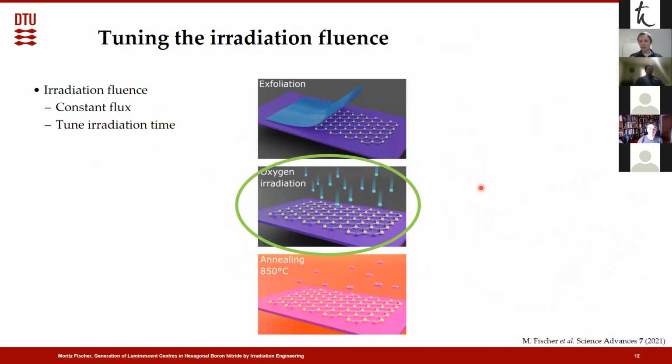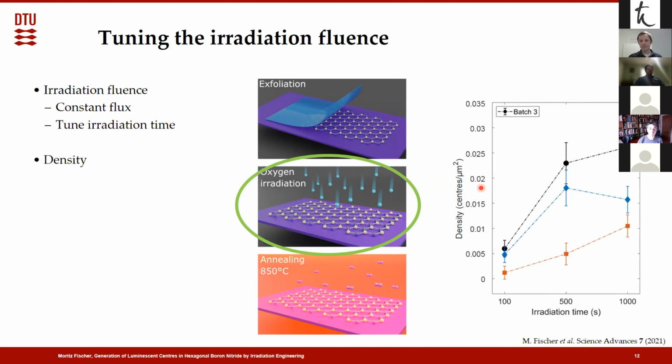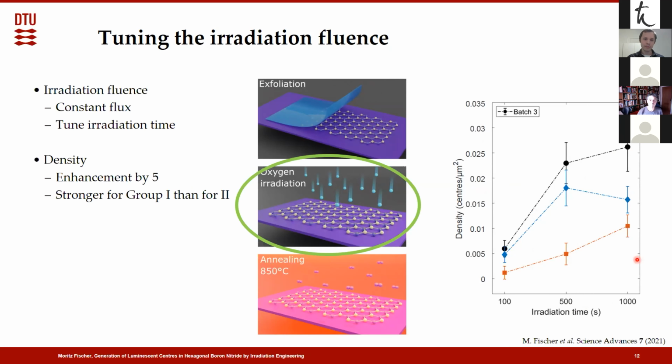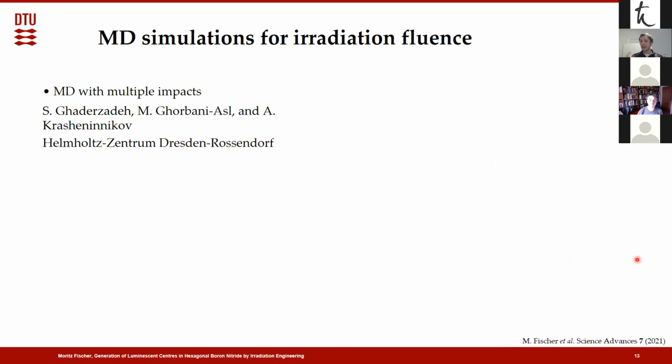And then we thought, okay, what else can we tune? Well, we can also tune the fluence. The irradiation fluence is a quantity defined as the number of oxygen atoms arriving per area. We tune this by changing the irradiation time, but keeping the flux constant. These are our experimental results: again the density, and now as a function of irradiation time. Here we really see a substantial, fivefold enhancement of the density when we increase the fluence. We find this enhancement is stronger for group 1 than for group 2. And then we asked our colleagues in Dresden again, okay, can you also do molecular dynamics simulations of high fluences?